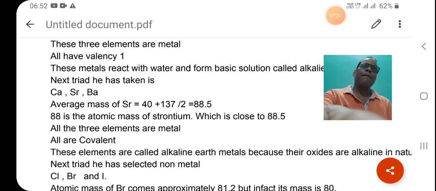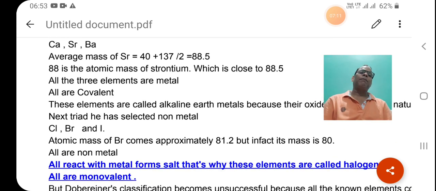Next triad he picked up as non-metals, that is chlorine, bromine and iodine. Chlorine has atomic mass 35.5, bromine has atomic mass 80 and iodine has atomic mass 127. So when you calculate as per Dobereiner's instruction, it comes approximately equal to 81.8, which is not in fact equal to the atomic mass of bromine but close to it.